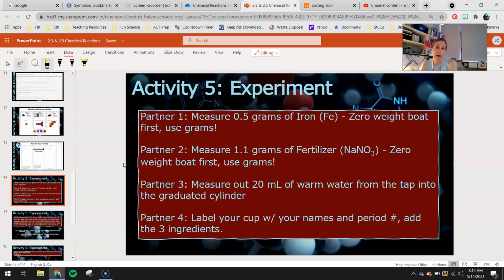So partner 4, as your partners 1, 2, and 3 are doing all of this, you're gonna grab a little plastic cup and a Sharpie. You're gonna label all 4 of your guys' names on the cup. You're gonna add a period number, and then they're gonna bring you the stuff and you're gonna add the ingredients and mix it up. Okay, let's talk observations.